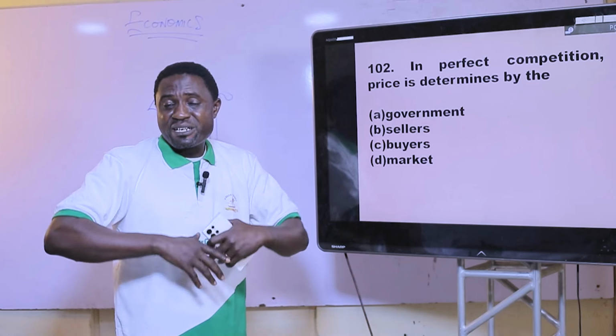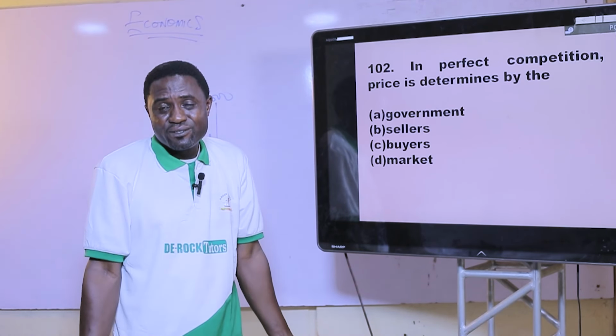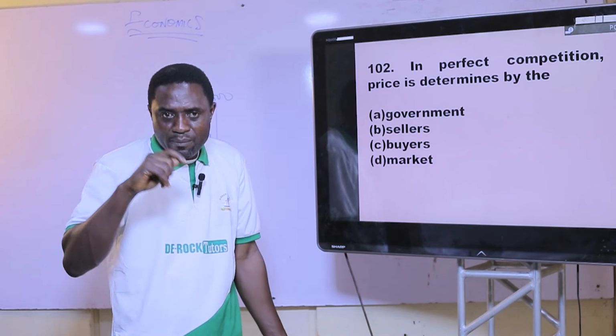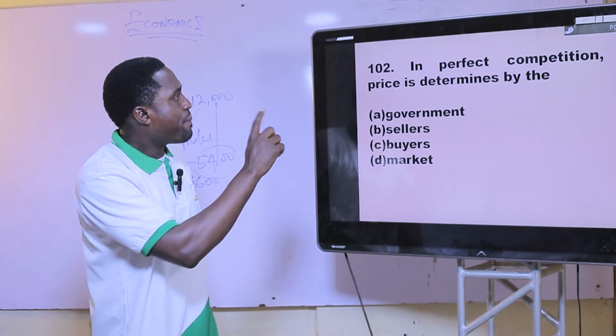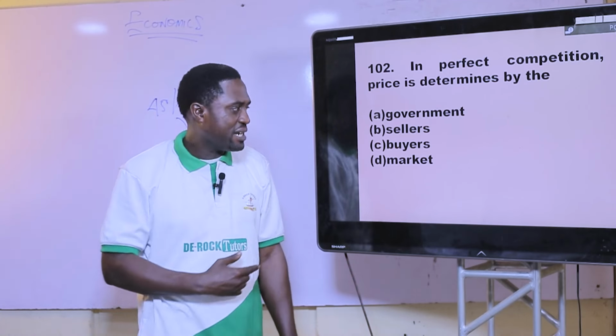Everybody has perfect knowledge, so you can't influence the price. Everybody is a price taker. So perfect market can determine the price. So in perfect competition, price is determined by the what? By the market. The perfect answer to that is D.